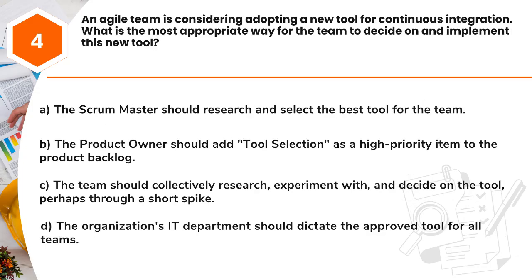Question 4. An Agile team is considering adopting a new tool for continuous integration. What is the most appropriate way for the team to decide on and implement this new tool? A. The Scrum Master should research and select the best tool for the team. B. The product owner should add tool selection as a high priority item to the product backlog. C. The team should collectively research, experiment with, and decide on the tool, perhaps through a short spike. D. The organization's IT department should dictate the approved tool for all teams.